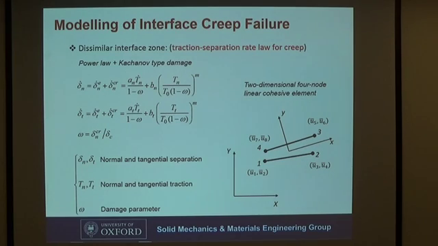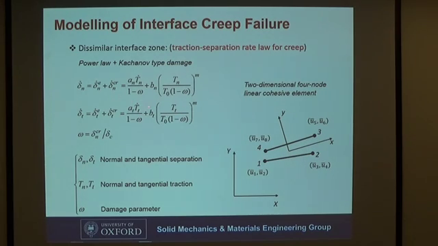For the cohesive zone, we use cohesive elements, which are two-dimensional four-node linear cohesive elements. All the displacements at the nodes are given by Abaqus, and these can be rearranged to calculate the separation or separation rates at the interface cohesive elements. For the cohesive constitutive laws, we use this. We have a normal direction and a tangential direction, and for each direction we have an elastic part and a creep part, where A and B are just constants.